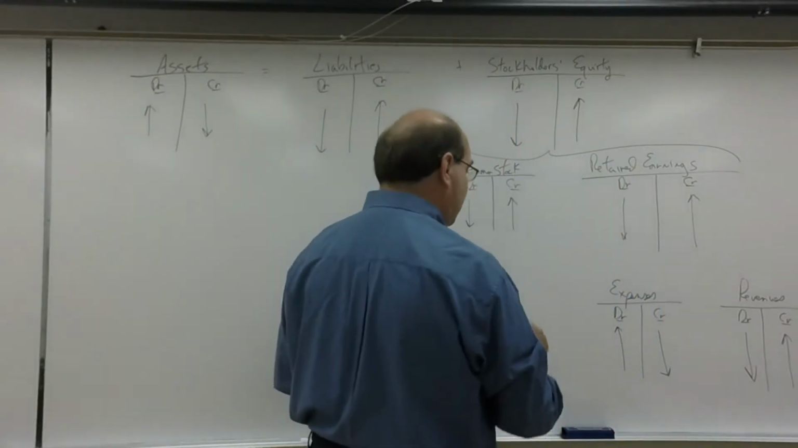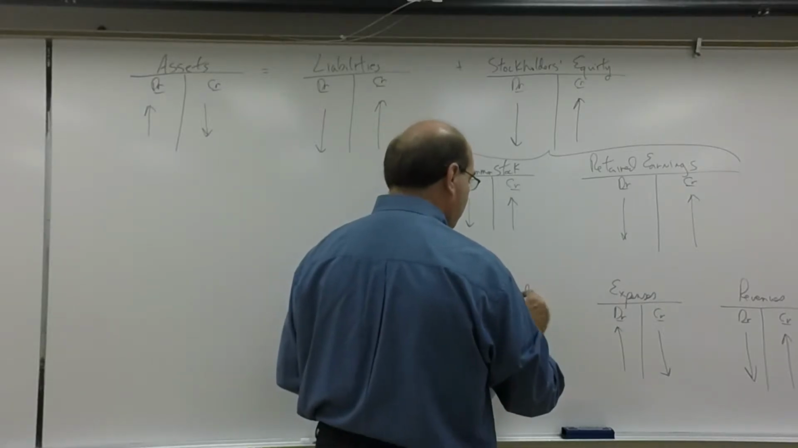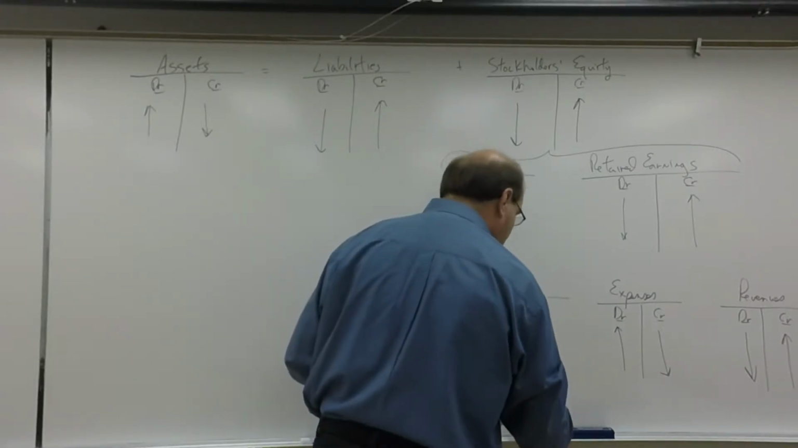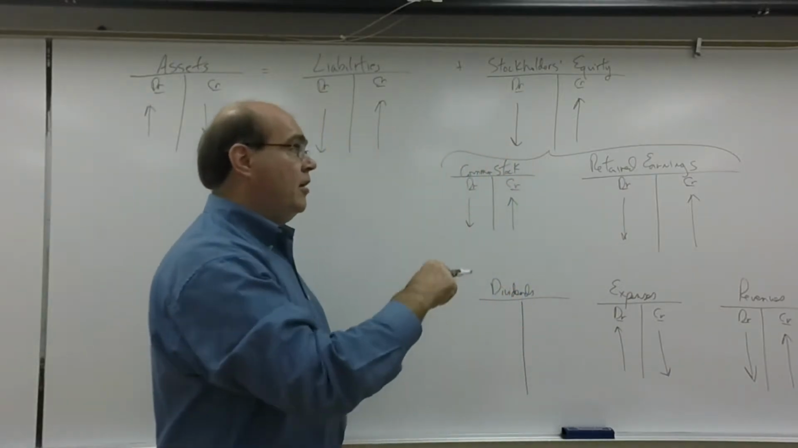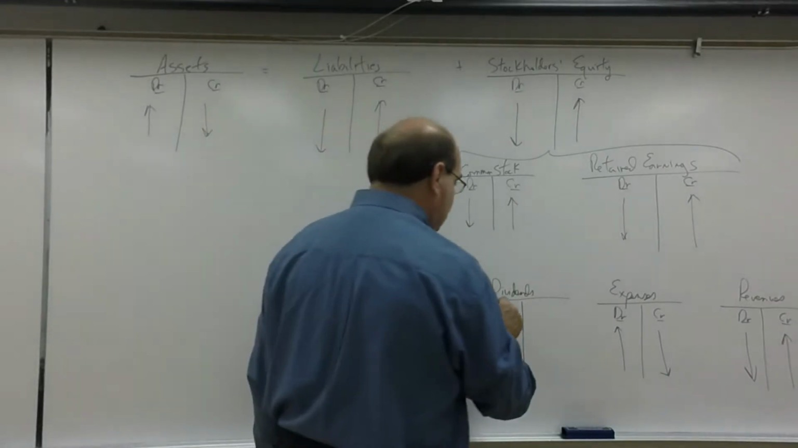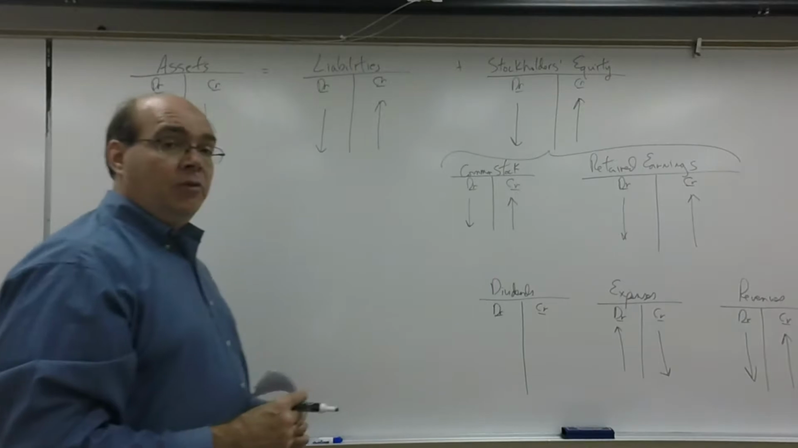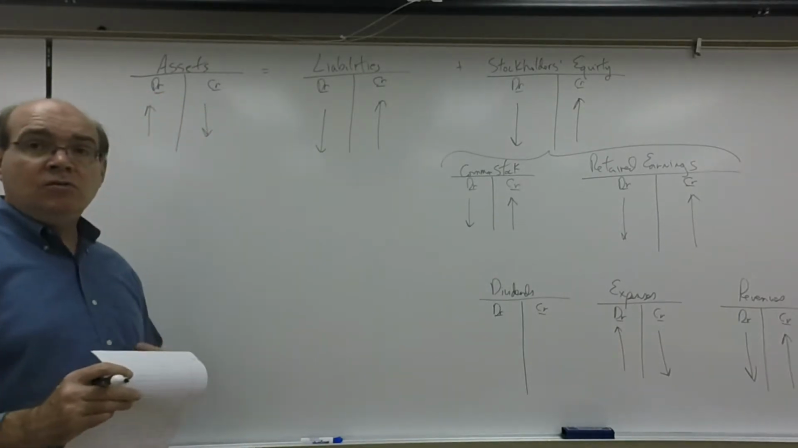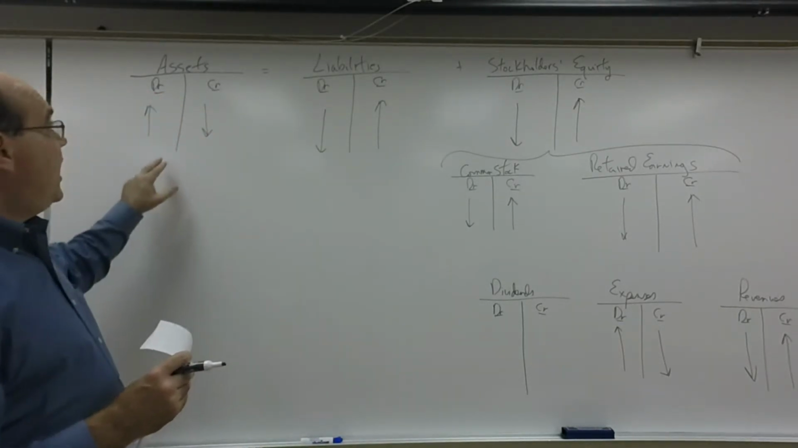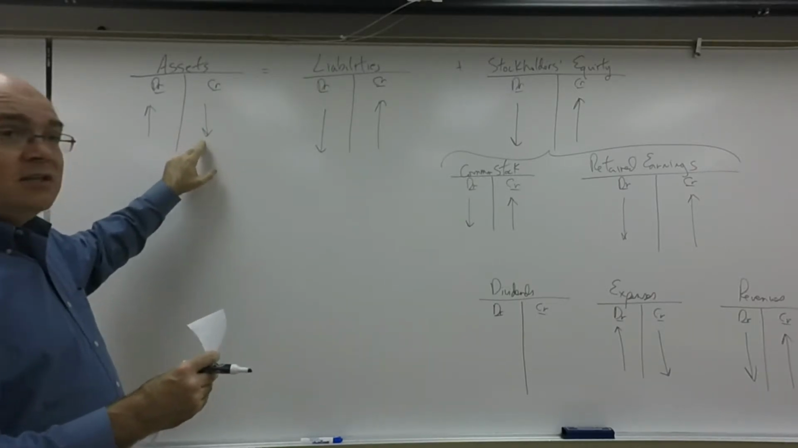But what we didn't talk about last time were dividends. Dividends are when the corporation decides to give back part of the retained earnings to the stockholders. So if we have a cash dividend, for example, we'll give cash to the stockholders. Well, cash is an asset. That decreases the asset because cash is being given out, so it's credited.